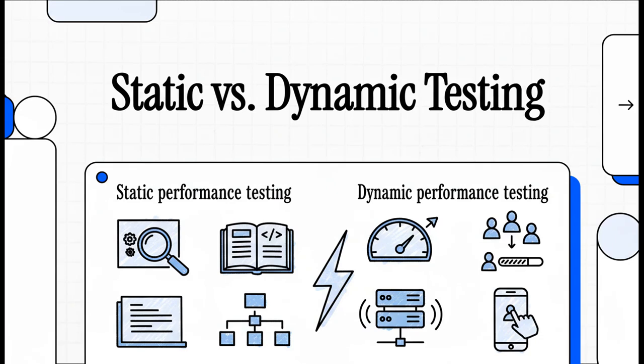Hey everyone, and welcome. Today we're jumping into the science of what makes software fast. We're going to break down the two major ways engineers make sure the apps you use are not just speedy and reliable, but that they don't completely fall apart under pressure. We're talking static versus dynamic performance testing.